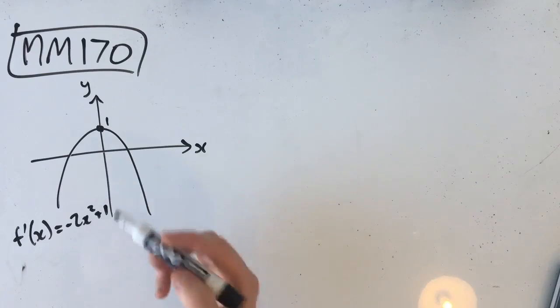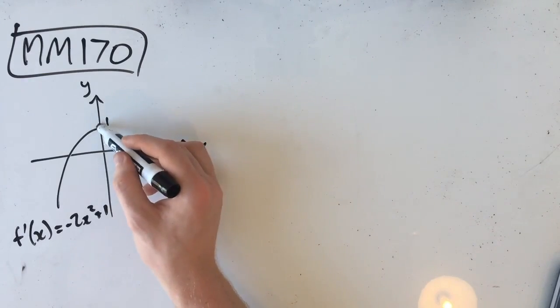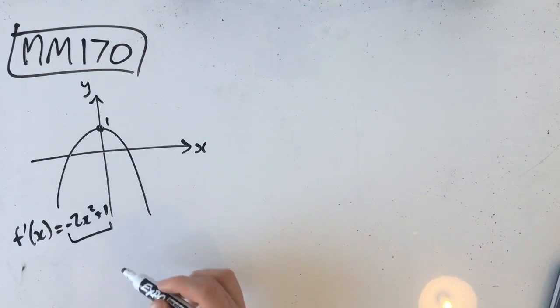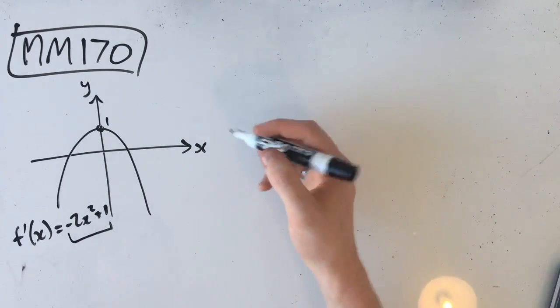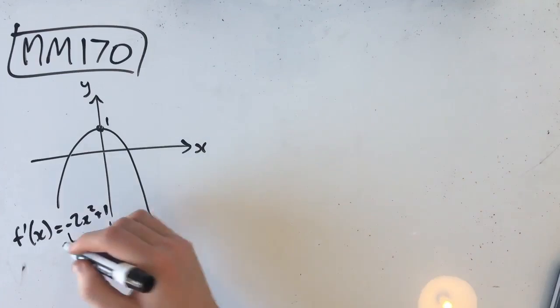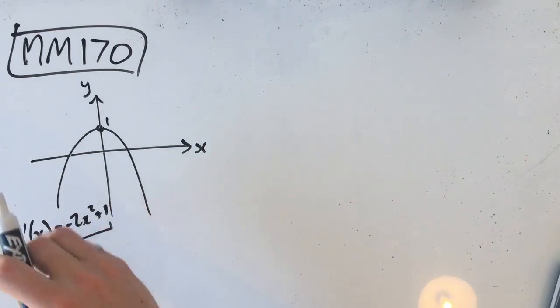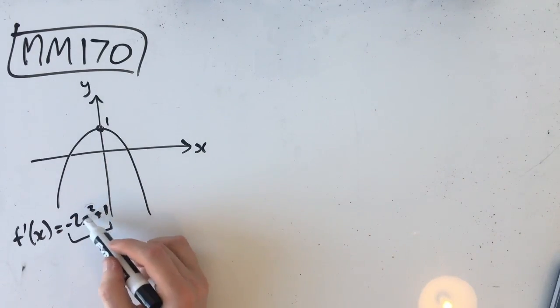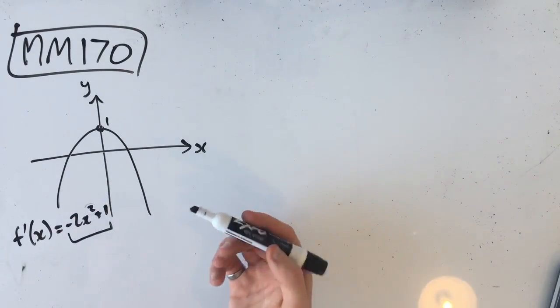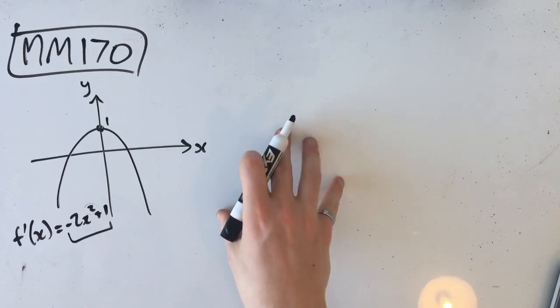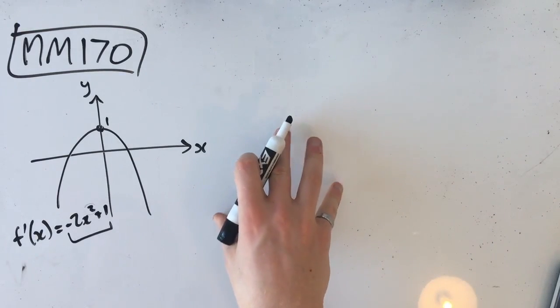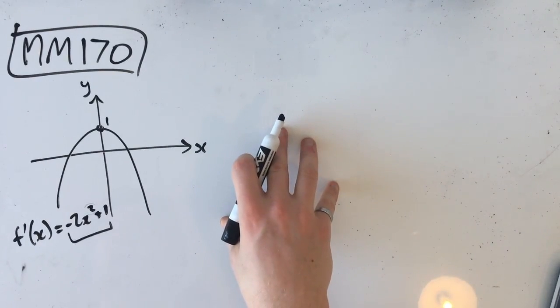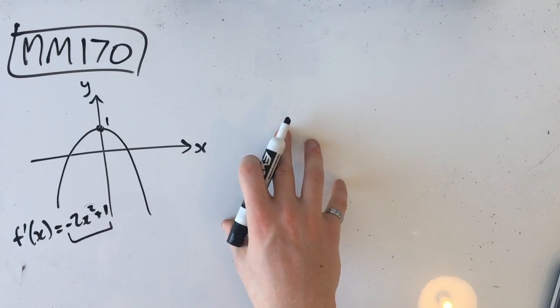So immediately we can see that this gradient function is a negative quadratic, which means that our original function is going to be a negative cubic, right? Because it needs to be the next degree up. So the next degree up from to the power of 2 is to the power of 3. So we have a negative cubic, right? This immediately cuts out our answers A, D, and E. Okay, so A is not a negative cubic, D is most certainly not a negative cubic, and neither is E.